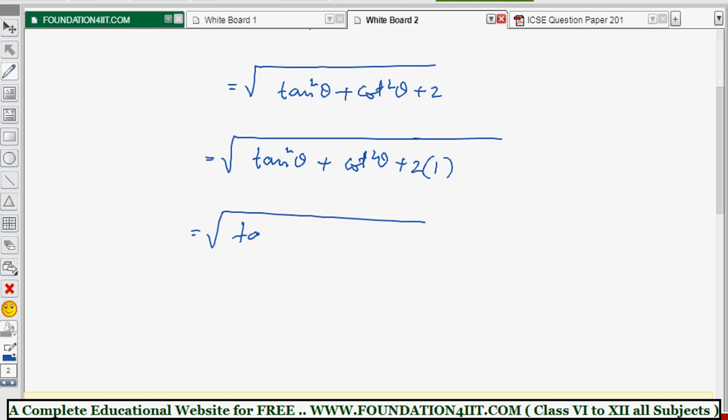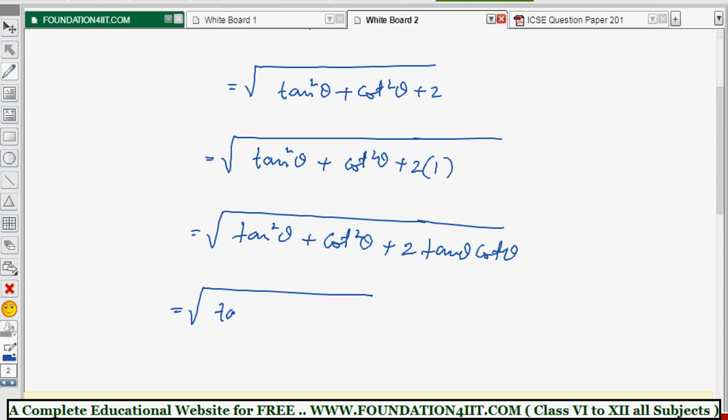Square root of tan square theta plus cot square theta plus 2 into tan theta into cot theta. Next we can write the a plus b whole square formula for this. That is tan theta plus cot theta whole square. Because we need to remove the square and square root, that's why we should take this step. So square and square root get cancelled, and that is tan theta plus cot theta, which is equal to RHS. Right?